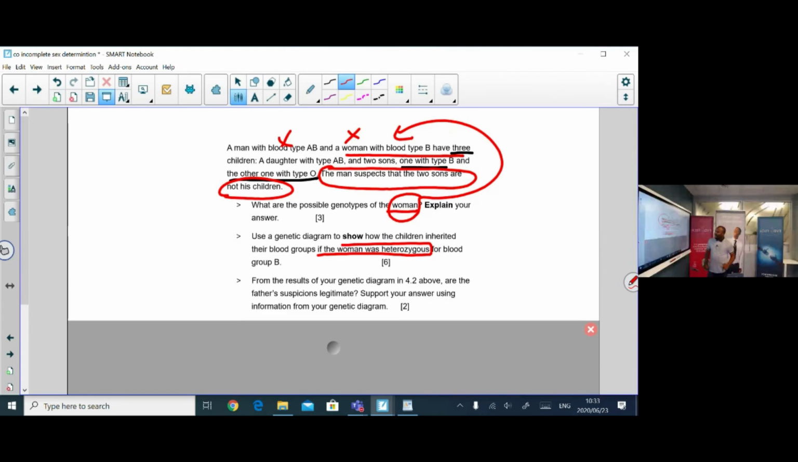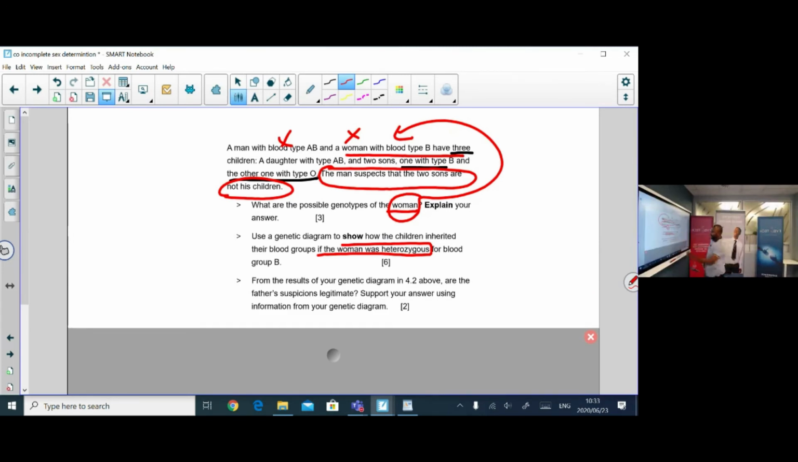From the results of the genetic cross above, are the father's suspicions legitimate? Support your answer using genetic information. I need reasoning from you. 2 marks. Wonderful. We'll start with that tomorrow.